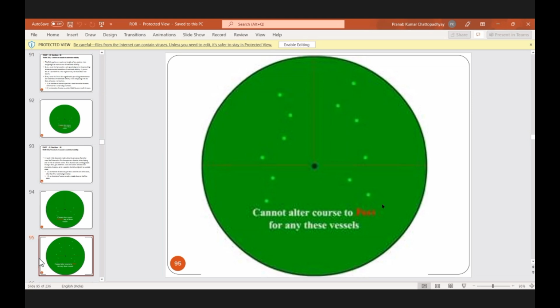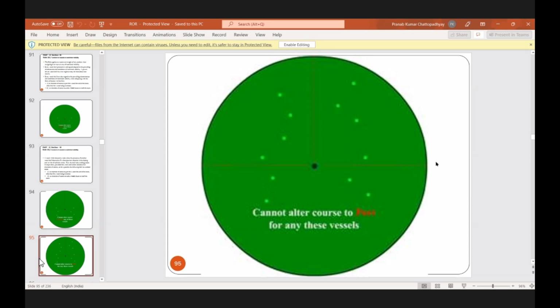And looking at it, one can say alteration of course, no matter that all these vessels are on your starboard. In any case, it is your duty, as you are always the give-way vessel, to take action. So, what else can the situation be? If they are in a head-on situation, on reciprocal or nearly reciprocal courses, there also alteration of course to starboard is accepted. If they are crossing, there also alteration of course to starboard is accepted or advised. So there is no problem in altering course to starboard in such a case. But port, no.